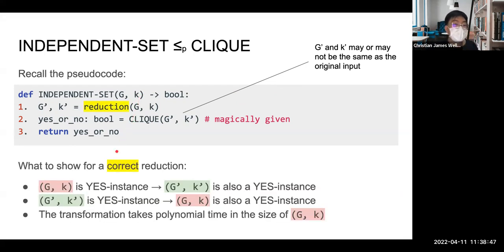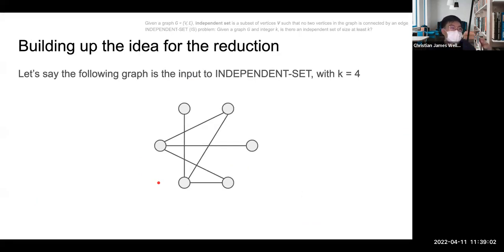Okay, so we want to show for a correct reduction, it means that if one of them is a yes instance, then the transformed version is also a yes instance and vice versa. This is what we want to show for today. Now let's start building up the idea for the reduction. Let's say I have this graph over here as the input to the independent set problem with K equals 4.